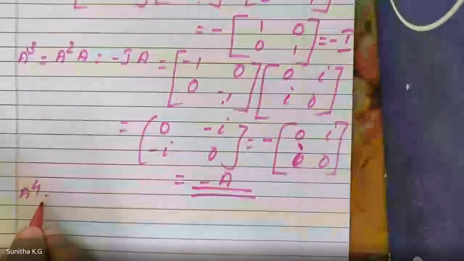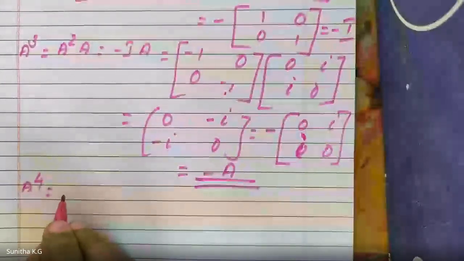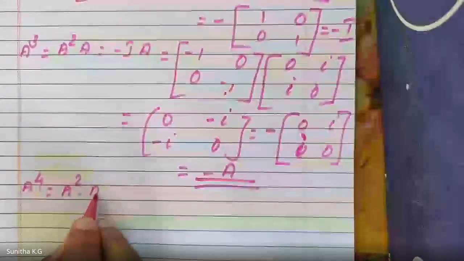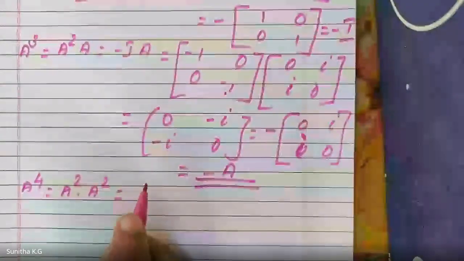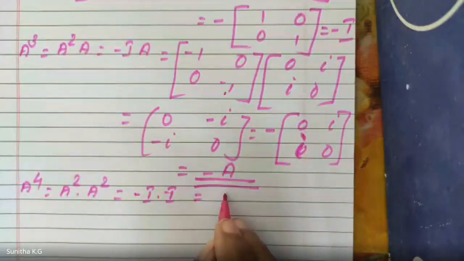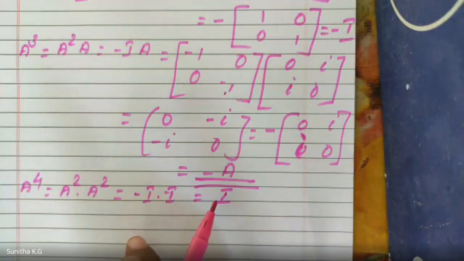Then what is A raised to 4? What is actually A raised to 4? A square into A square. Am I right? Yes. What is A square? Minus I. Minus I into minus I. Then what will be the answer? Plus I square. Plus I.